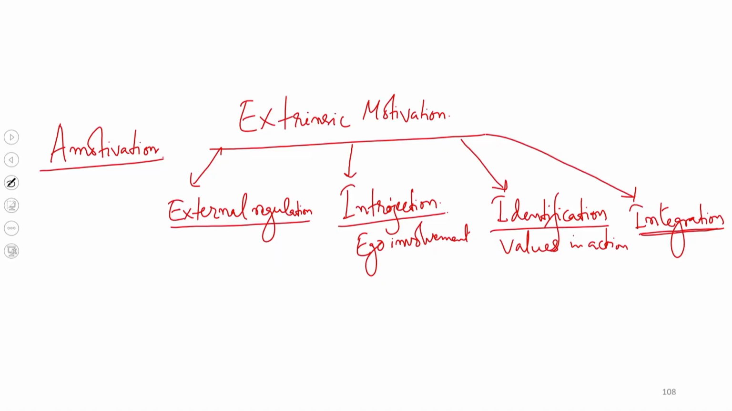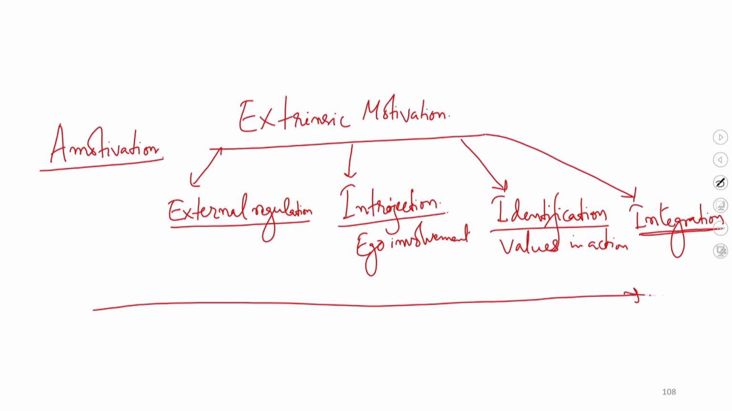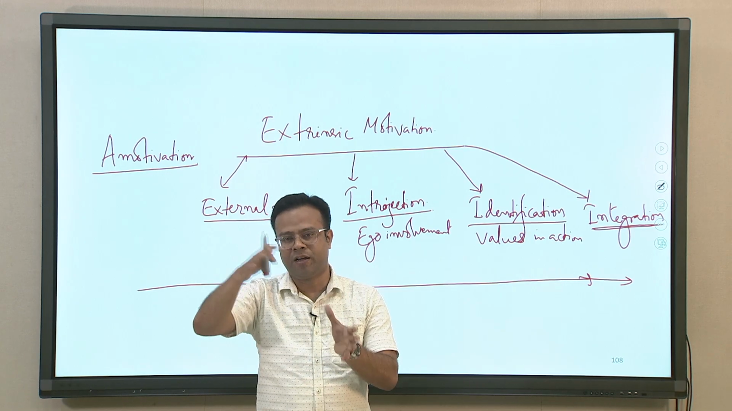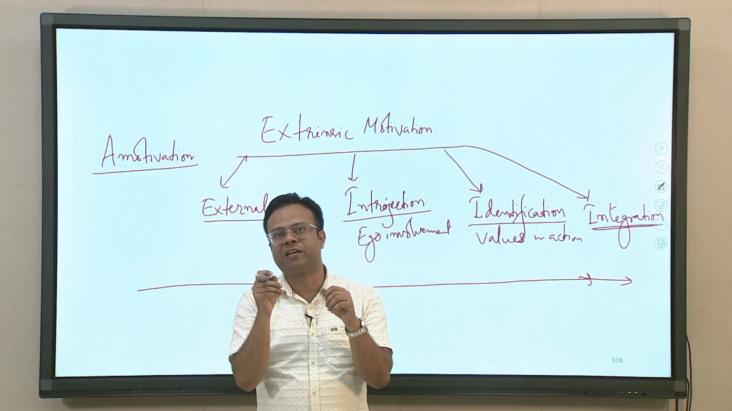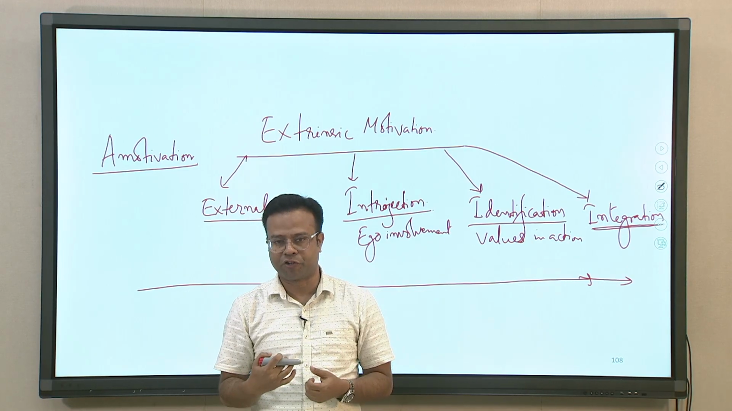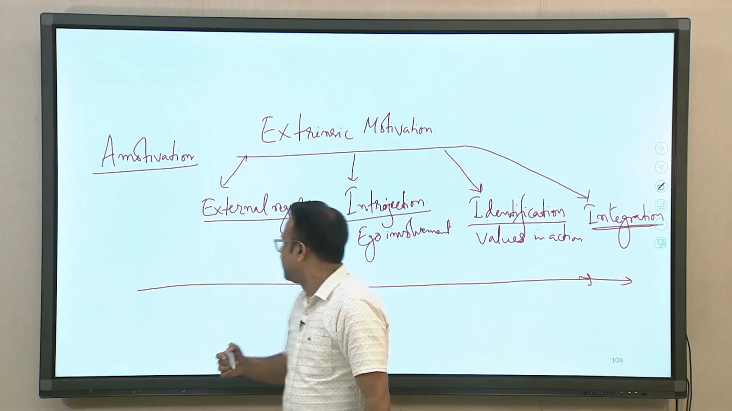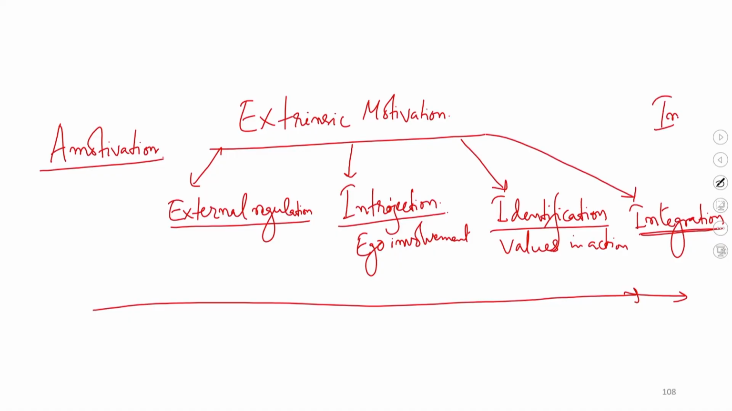So, if you see from external regulation to integration, the intrinsicness is much higher. Integration is almost similar to intrinsic motivation, although it is still categorized under extrinsic motivation. The quality and performance will be almost the same as intrinsic motivation. That is why it is called integration, and after integration comes intrinsic motivation. That is a separate category, not extrinsic motivation. Intrinsic motivation is purely intrinsic. There is no extrinsic interest or separate outcome or expectation.